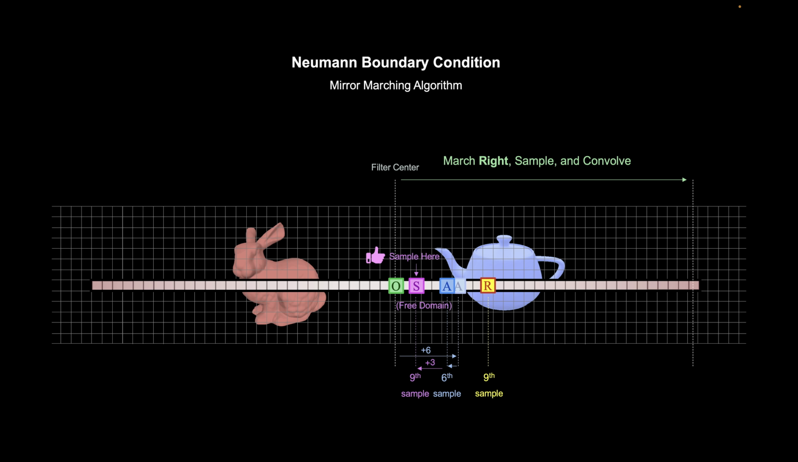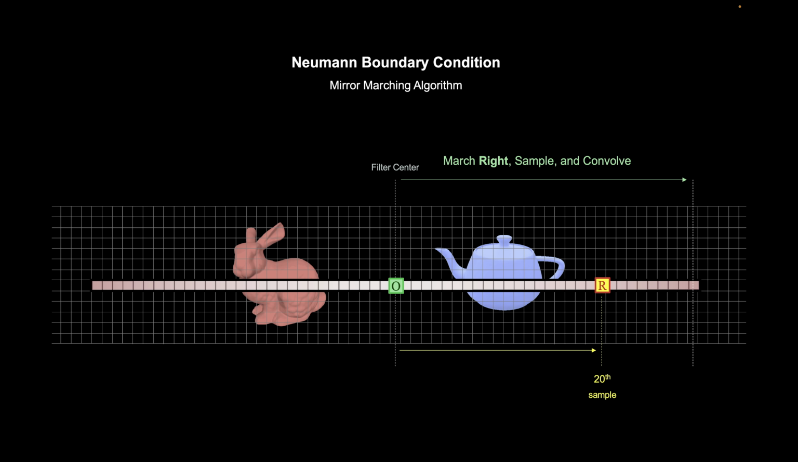We sample the divergence here and use it in the filter computation by multiplying it by the filter value at the cell marked by R. We do this for every single filter value. This way we always have a valid divergence value to use along the Poisson filter. Now let's look at a more challenging case.